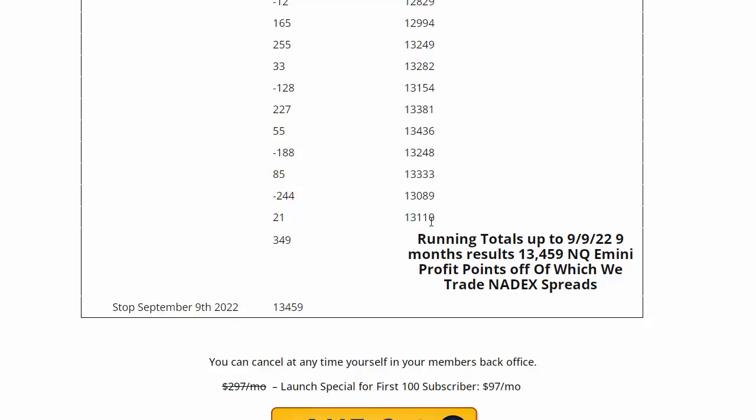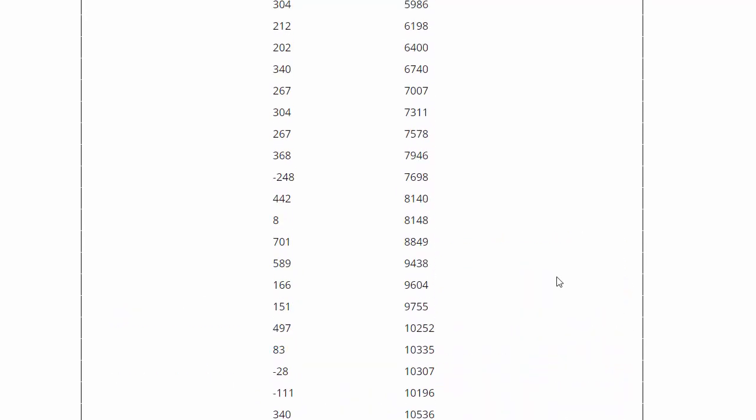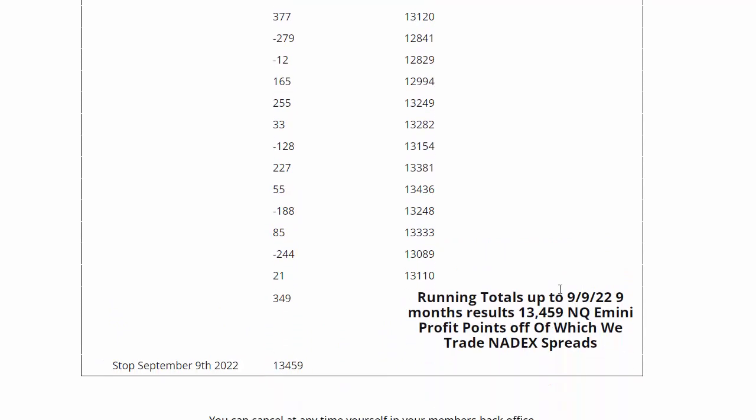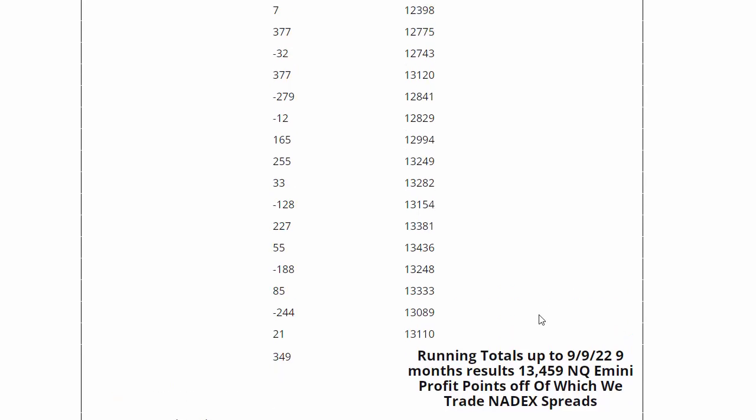Okay, so 13,000 NQ points. That's a lot of points. Okay, it's a lot of points, and that's in 9 months. All right, 9 months and a week. So it started January 1st, 2022, and this is 9 months and a week.